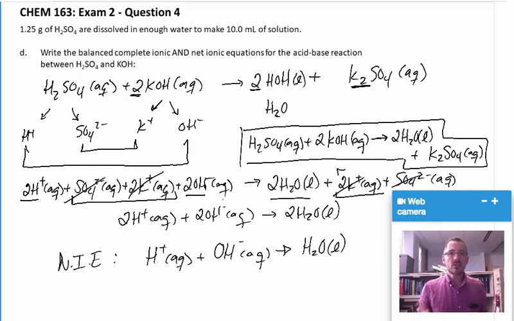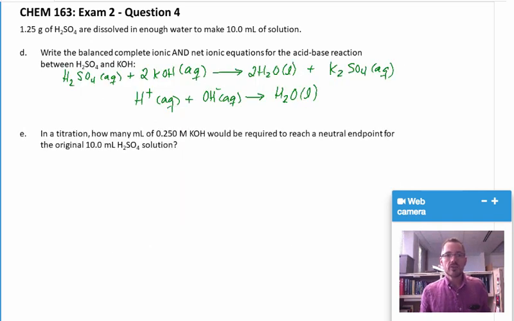Now there's a nice little cheat to this, because if you know that you have a strong acid and you know that you're mixing it with a strong base, you will always have the net ionic equation listed here. Repeat, if you know that you're mixing a strong acid with a strong base, this will always be the net ionic equation. Now from this, we can work with determining information about our titration.